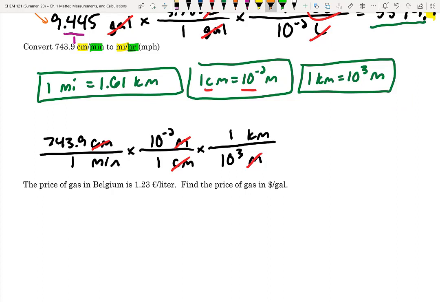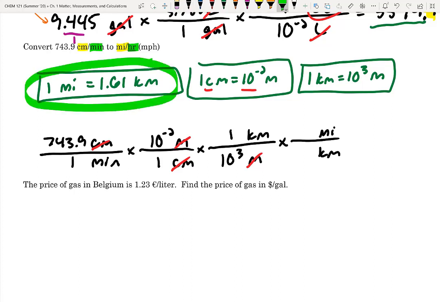Now let's get rid of kilometers, and we want to eventually get to miles. That's when we're going to use this last unit conversion, comparing miles to kilometers. I'd say 1 mile equals 1.61 kilometers. That allows me to cancel out kilometers and get to my final distance unit of miles. We've done a lot of work so far, but we're not quite done yet.